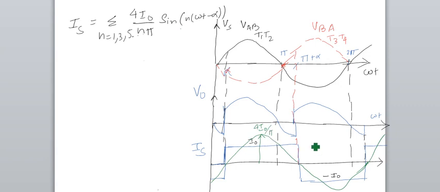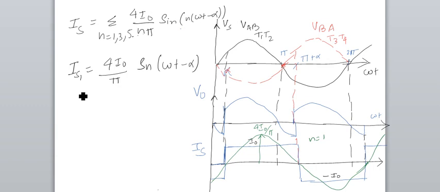For the fundamental, n is equal to 1. What will be my fundamental equation? I am taking out IS1. Put the value n equal to 1 in the equation, and you will get 4 I naught upon pi sine of omega t minus alpha. So this is my fundamental.